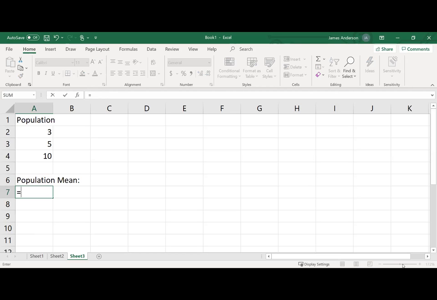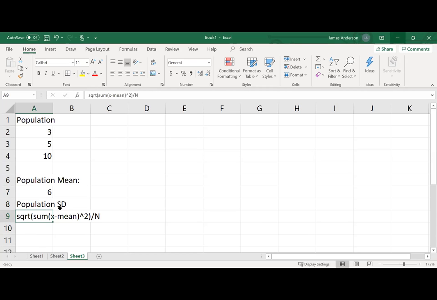So we find our population mean. It's going to be equal to the sum of these numbers divided by 3. Hey, look, there's my population mean. Why do I need my population mean? The population standard deviation is the square root of the sum of (x minus mu) squared, divided by capital N, which is the size of your population.